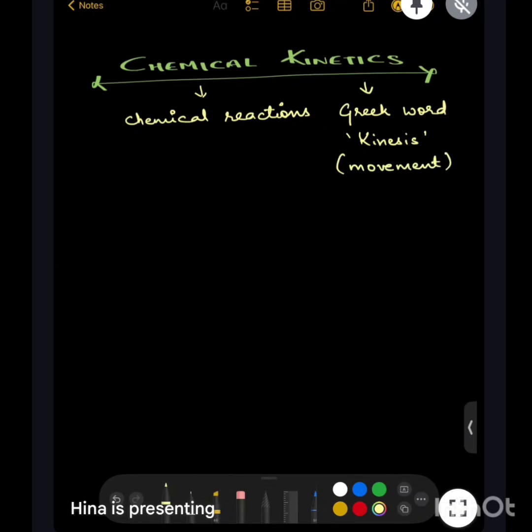So basically, the term chemical kinetics, so the definition for chemical kinetics is the branch of chemistry which deals with the rate of chemical reaction.